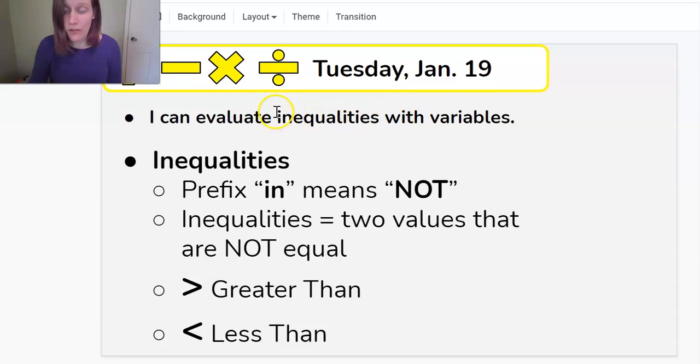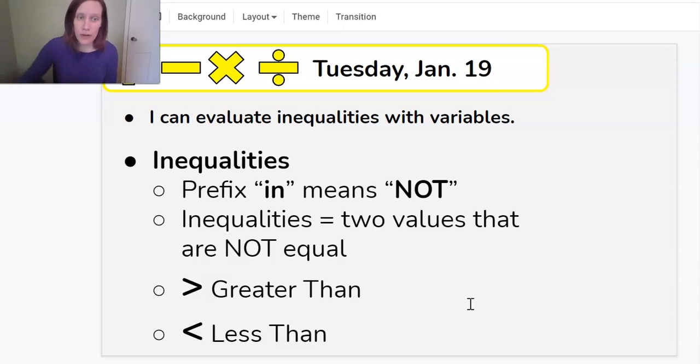So first, we're going to talk about what an inequality is. An inequality has the prefix "in" at the beginning of the word. "In" as a prefix means not. And then you can see the word "equal" in this word. So an inequality means two values that are not equal. In math, we use the greater than or the less than symbol to show that two values are not equal.